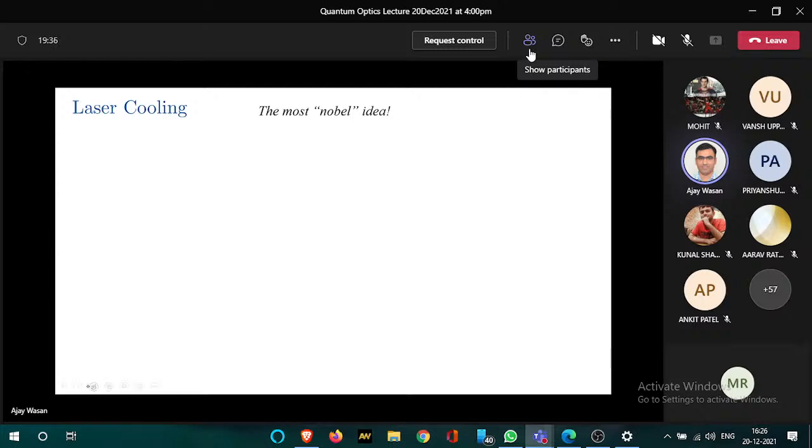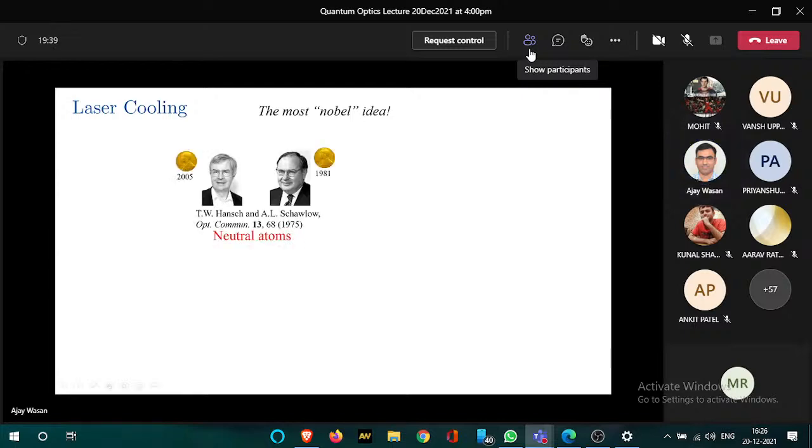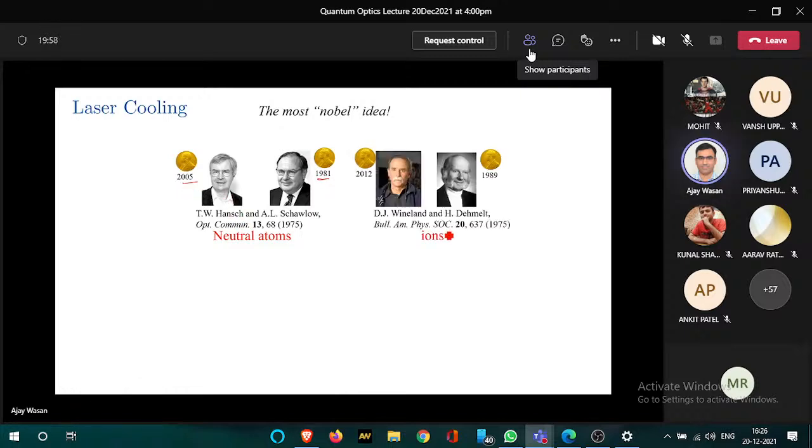Laser cooling in between, and I'm just showing some famous people who got the Nobel Prize. Here I'm showing Theodor Hänsch and Schawlow. They worked on neutral atoms initially and gave the ideas. They got the Nobel Prize in 1981, and Hänsch got it in 2005, and so on. Some work was done on the ions, so Dehmelt and Wineland, in 1989 and 2012.